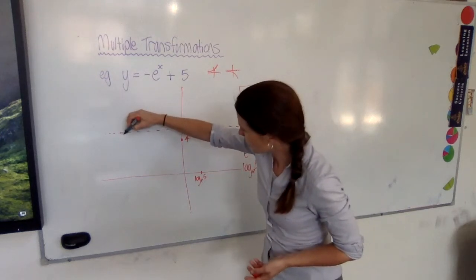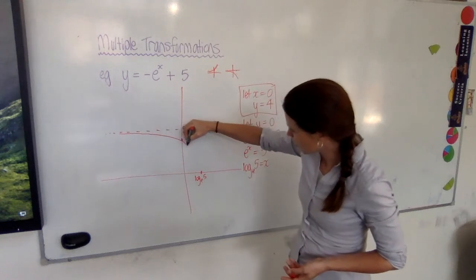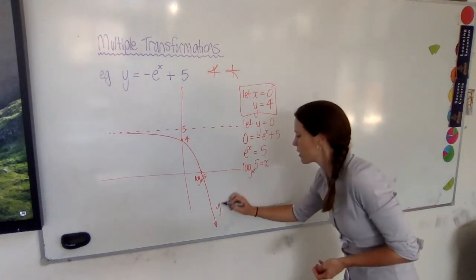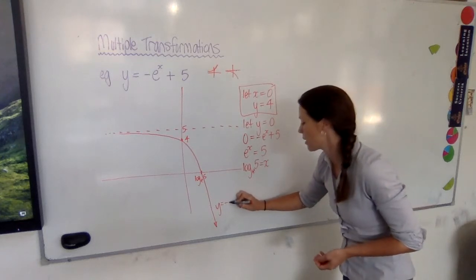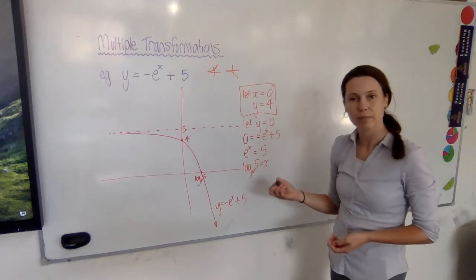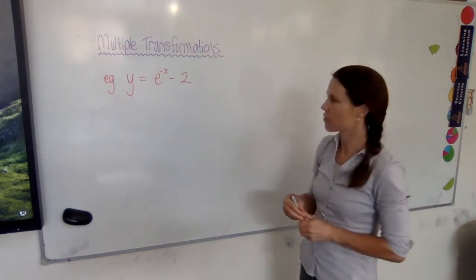and now we know the basic shape. It comes up towards the asymptote and then it drops away sharply. And we have our graph, which also needs to be labelled y equals negative e to the power of x plus 5.